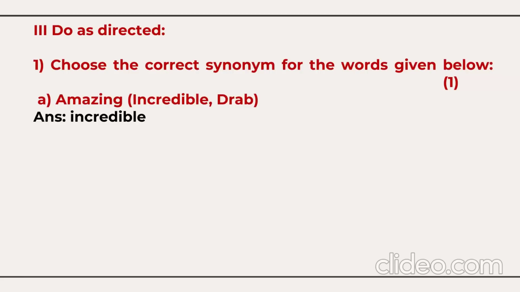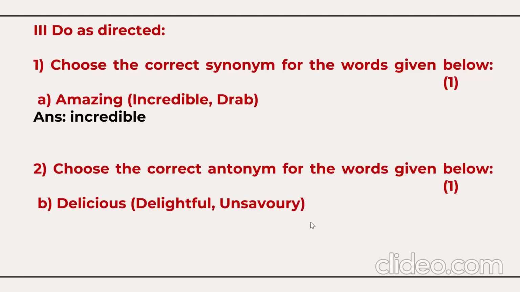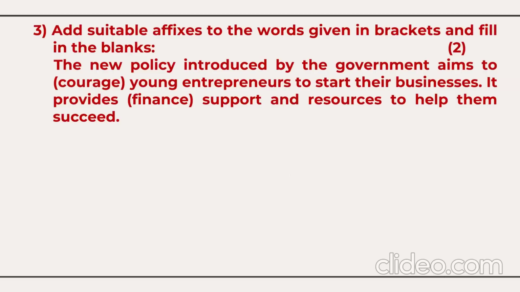So like this, any word will be given, and out of the 2 options, you need to select one, 1 mark question. Then antonym. Synonym means same meaning. Antonym means opposite meaning. So delicious opposite cannot be delightful. It could be unsavory. So unsavory is the right answer. 1 mark each. 1 mark synonym. 1 mark antonym.